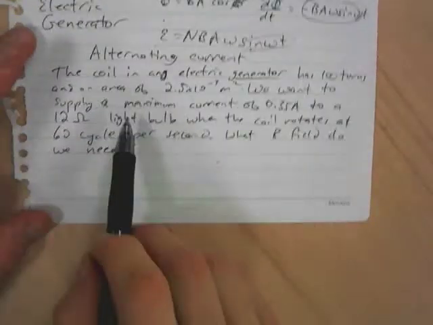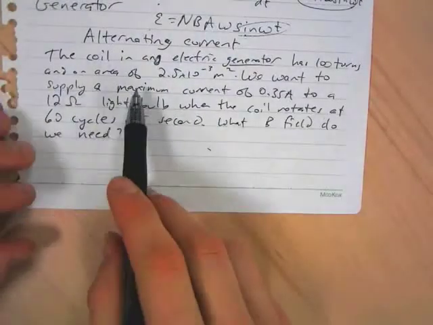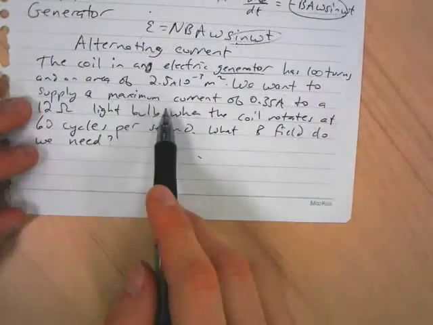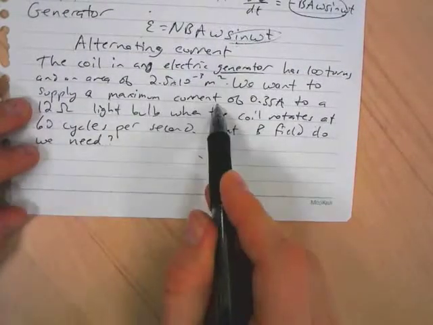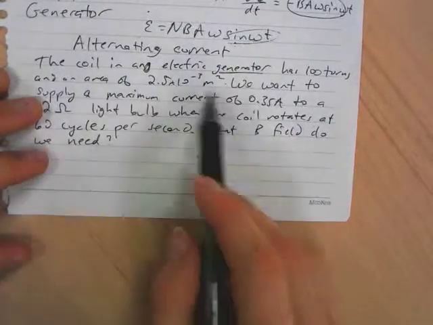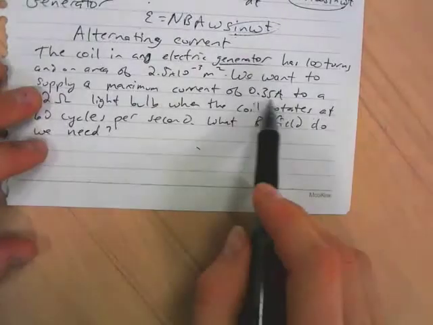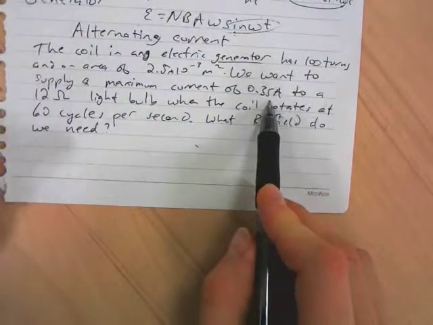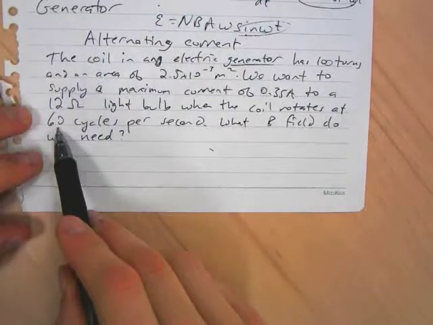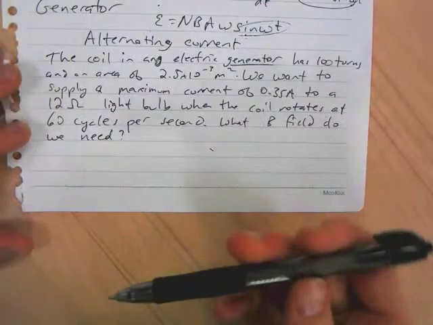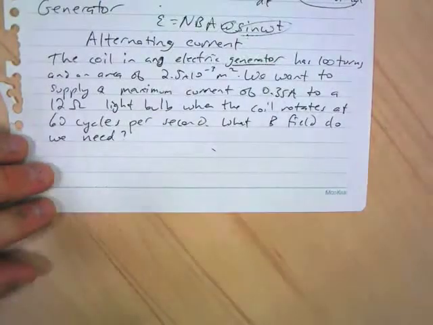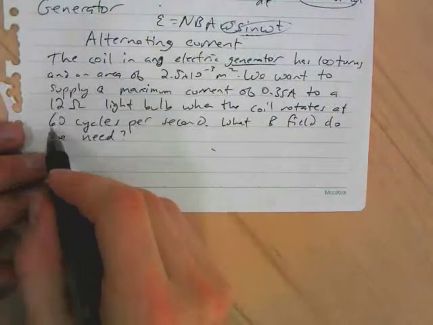The coil in an electric generator has 100 turns, and has an area of 2.5 times 10 to the minus third meters squared. We want to supply a maximum current, so we're going to ignore the sine omega t for the moment, of 0.35 amps to a 12 ohm light bulb when the coil rotates at 60 cycles per second. What B field do we need? Well, first off, remember our omega is an angular velocity in radians per second, so 60 cycles per second.